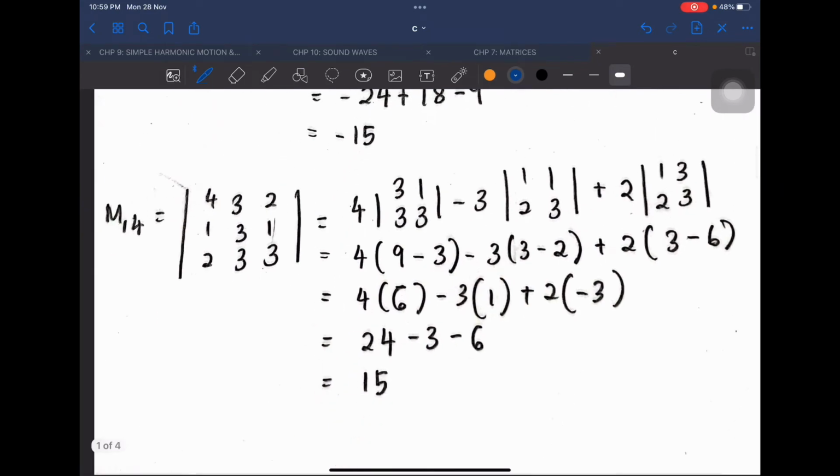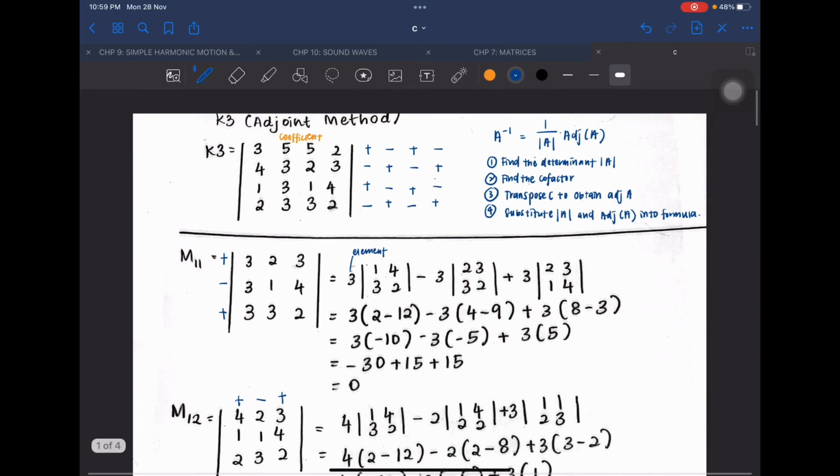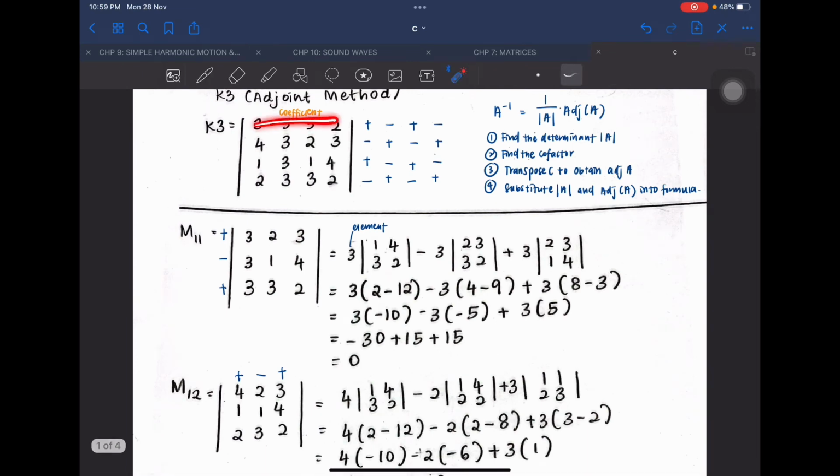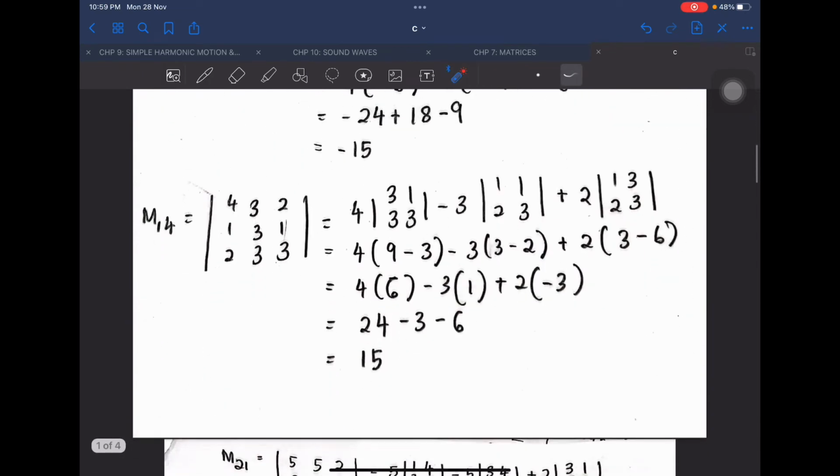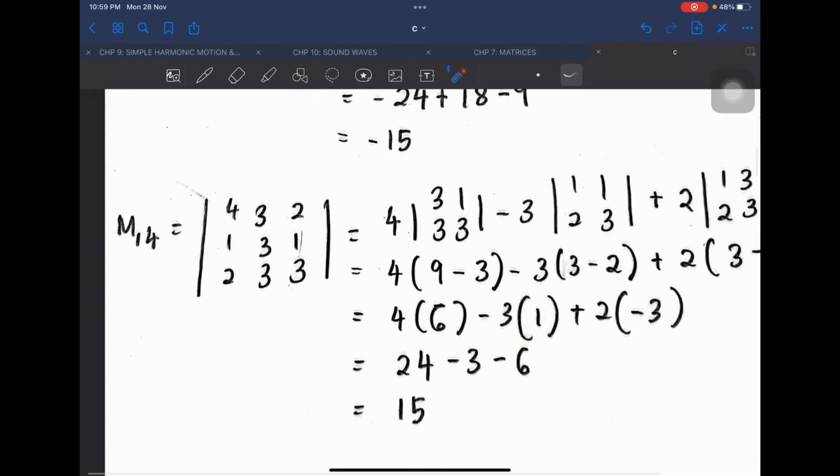Then the last one is row 1, column 4. And we get 4, 3, 2, 1, 3, 1, and 2, 3, 3. So we just block row 1 and column 1. Transfer these values here, and 4 is a positive value. Then next we have row 1, column 2.